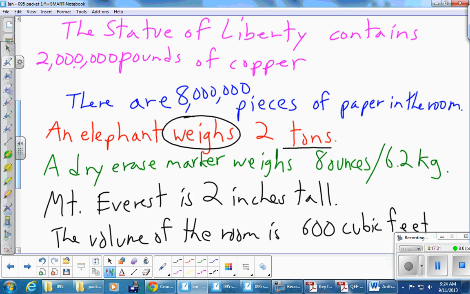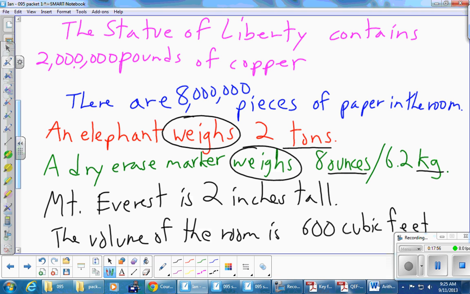Let's go to the green question here. What were we measuring in that problem? Was also weight. What was the unit for that problem? Was ounces, or, and we wrote both answers here, ounces or kilograms. Either one.